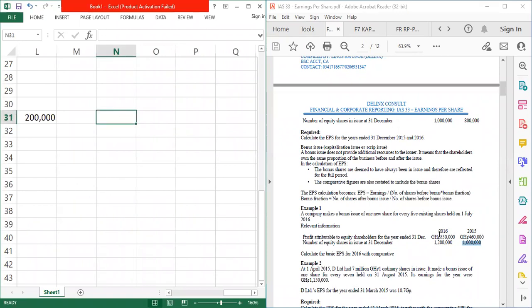How do we get the 1,200,000 shares? It is the shares that we have in issue plus the bonus issue, which is 200,000. So if this is the shares that we have, then we assume that this is 100%. Then we add the bonus issue percentage to it.